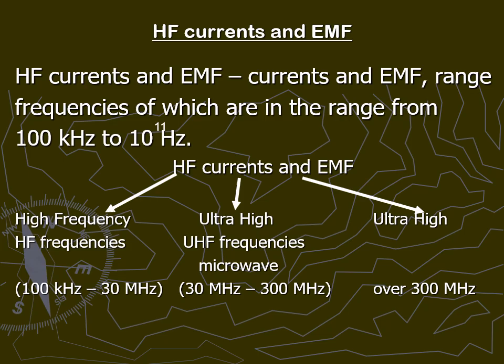We can say that we refer to high-frequency currents and fields as those whose frequency lies in the range from 100 kHz to 10 to the 11th Hz. Up to 100 kHz, we consider low-frequency oscillations. Also, depending on the frequency, high-frequency electromagnetic fields can be divided into three categories: high frequency from 100 kHz to 30 MHz, very high frequency from 30 MHz to 300 MHz, and ultra high frequency, over 300 MHz.